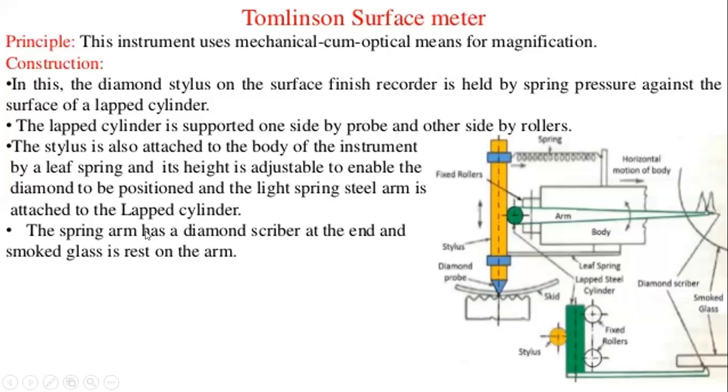The spring arm has a diamond scriber at the end, and the smoked glass rests on the arm. This is the spring arm, which is attached to the lapped steel cylinder, and at its end is the diamond scriber, and there is the smoked glass which rests on the arm. The diamond probe is attached to the arm.